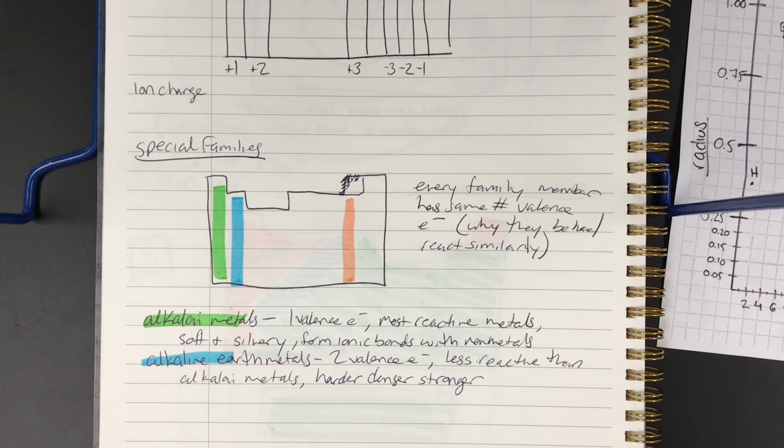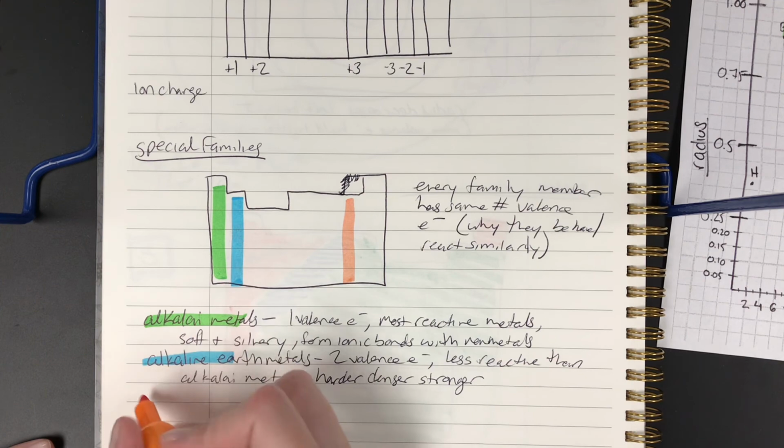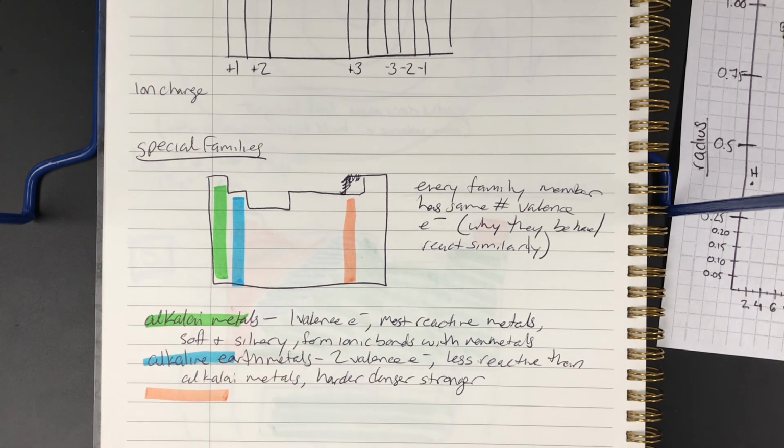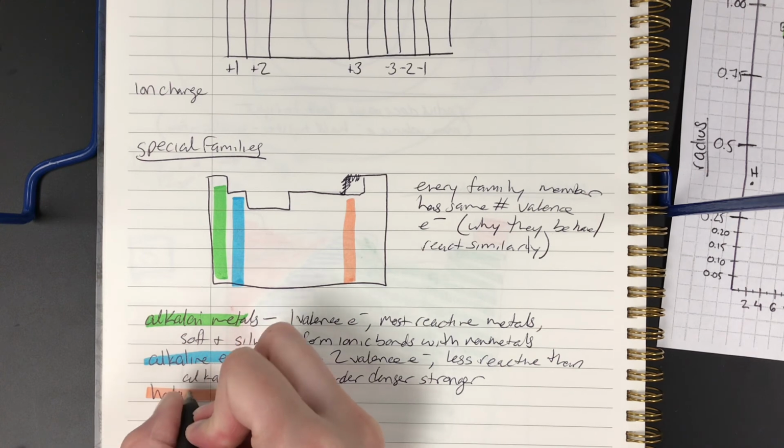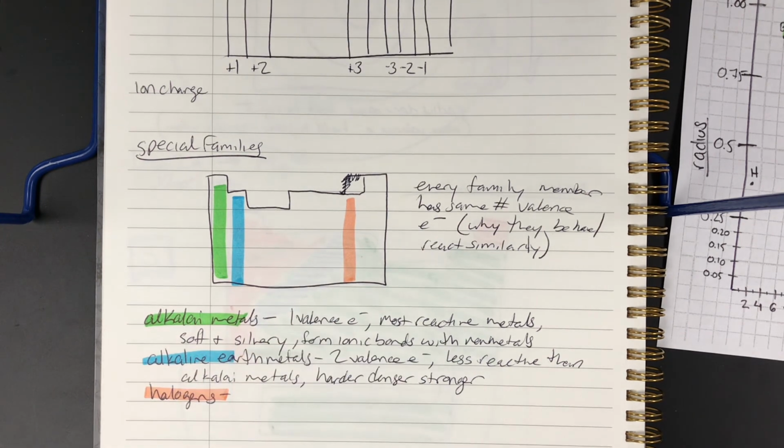Metalloids, something like that? Nope. Nonmetals? No. Halogens. Halogens. I like that you're just reading off the periodic table. Halogens.